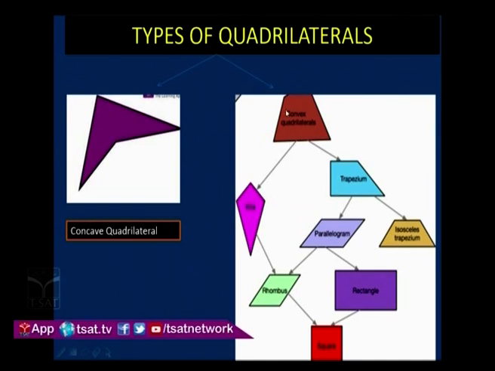When you are coming from top to bottom of the flow chart, you must satisfy the conditions we have discussed. If you go from bottom to top, there is no need to satisfy any condition. That means a square is a parallelogram, a square is a rectangle, a square is a rhombus, a square is a trapezium, and a square is a convex quadrilateral. I hope you all have understood all this.